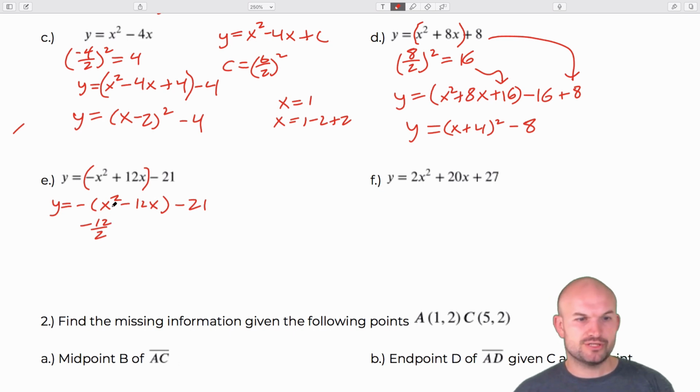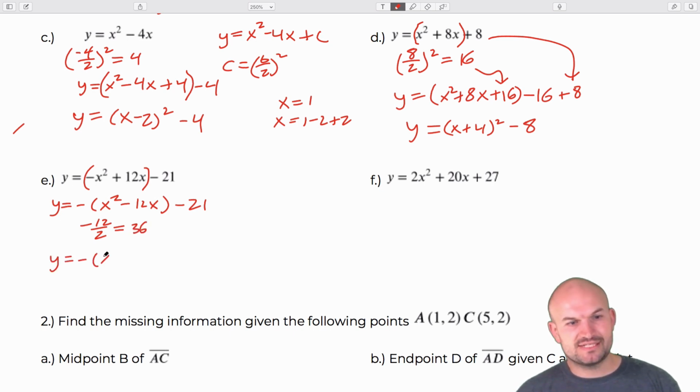So negative 12 divided by 2 is negative 6. Negative 6 squared is going to give me a positive 36. Now, this is where it gets really confusing for most students. So I'm going to add the 36 in there, right?